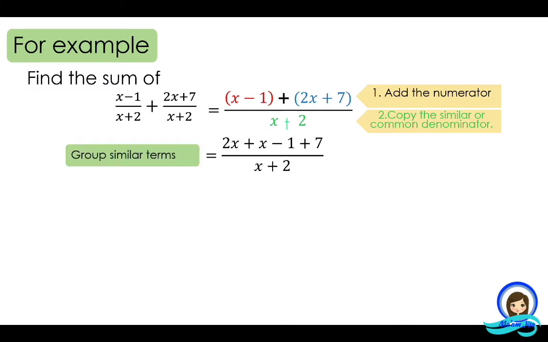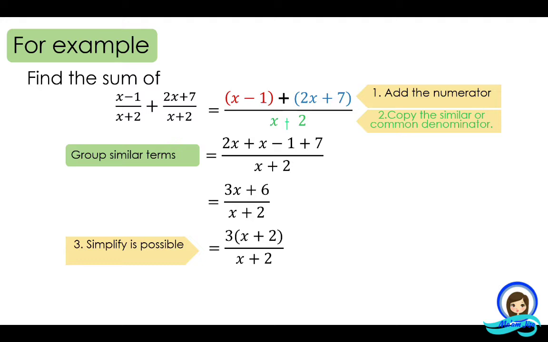Next is to group similar terms. Actually, you can skip this one, but I want to guide you further as to how to add terms. So in this case, I group similar terms. We have here 2x plus x because they have variables in them. And we have also the constants, which are negative 1 and positive 7. So next, 2x plus x is 3x, and then negative 1 plus 7 is positive 6. That is for the numerator. For its denominator, you just have to copy quantity x plus 2.